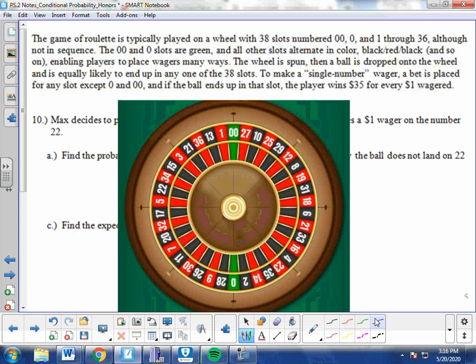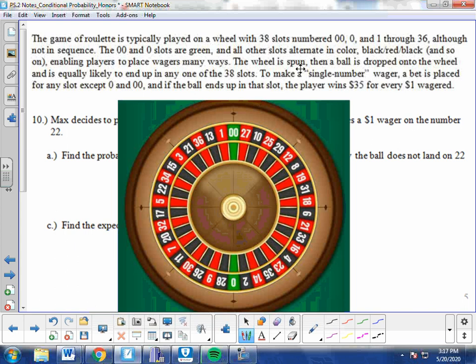The 00 and 0 slots are commonly green, and all other slots alternate in color, black, red, black, and so on, enabling players to place wagers in a variety of different ways. The wheel is spun, and then a ball is dropped onto the wheel, and it is equally likely to end up in any one of those 38 slots.